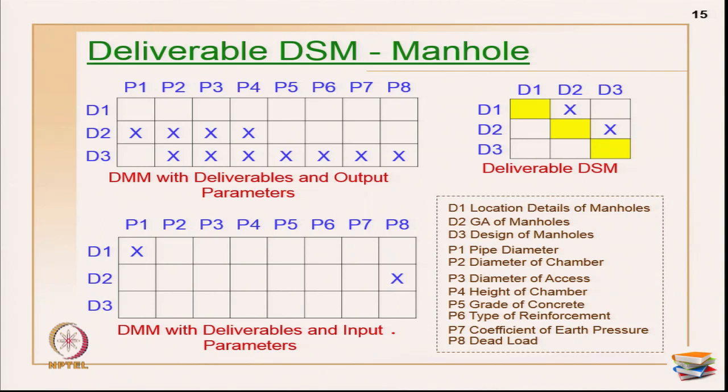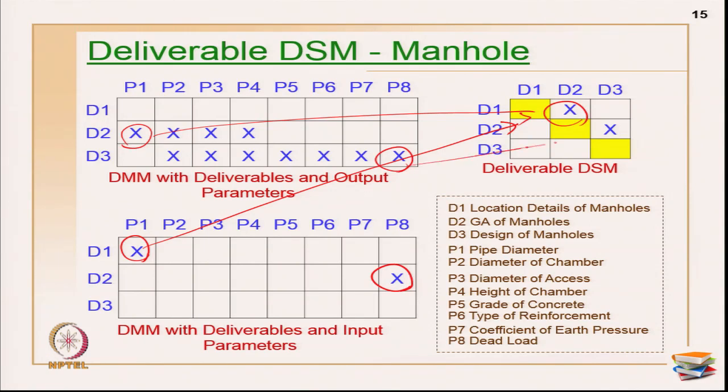These are all my X marks identified for the parameters, the same way as for the input parameters. D2 is releasing P1, which is required for D1, which is identified here. Now D3 is releasing P8, which is required for D2, which is identified here. Other parameters did not come within the scope, but the idea is to convey the method to you.